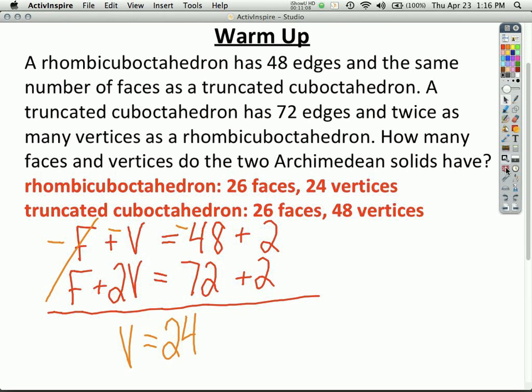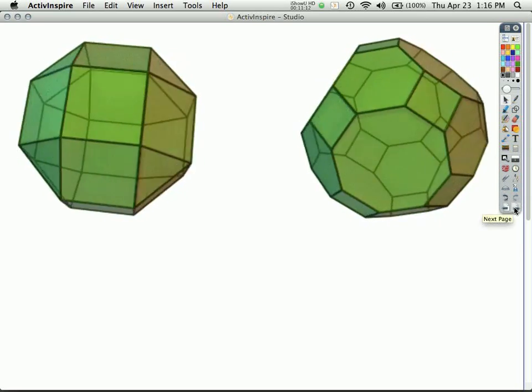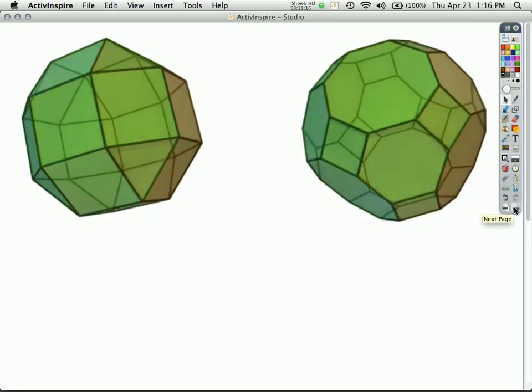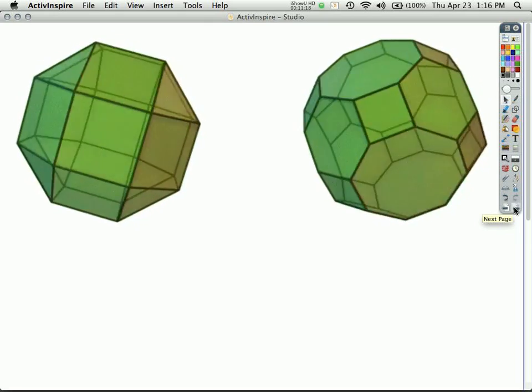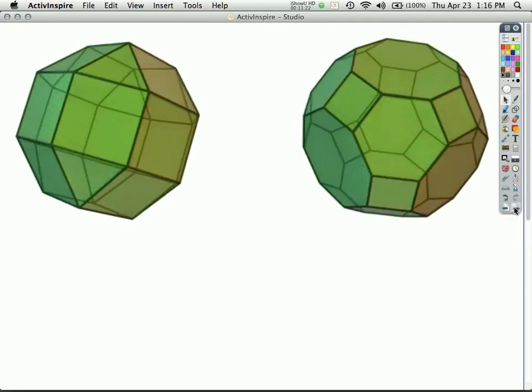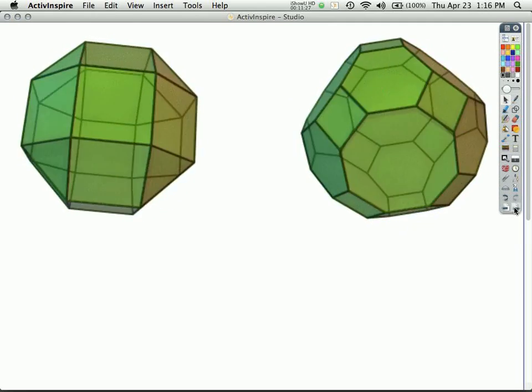What do those look like? Thank you. Wait, where did that come from? Oh, you're smart. I didn't think of asking that question. Okay, so the one on the left is the rhombicuboctahedron, and the one on the right is the truncated cuboctahedron.